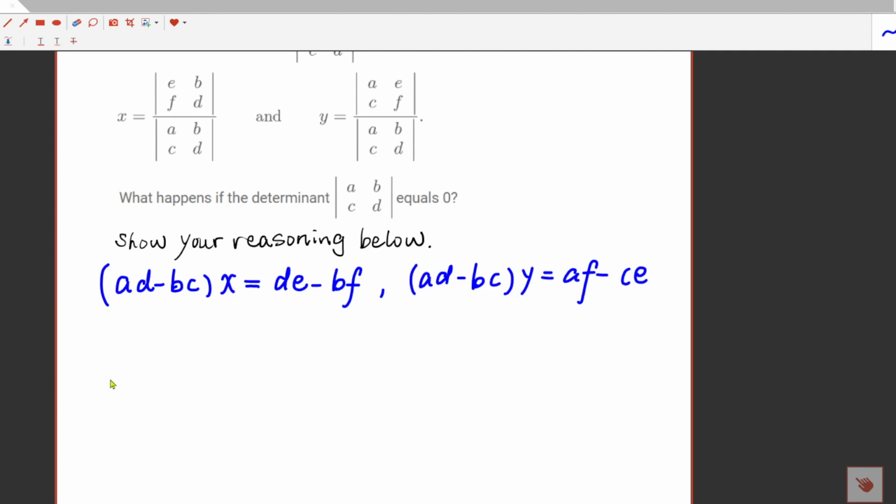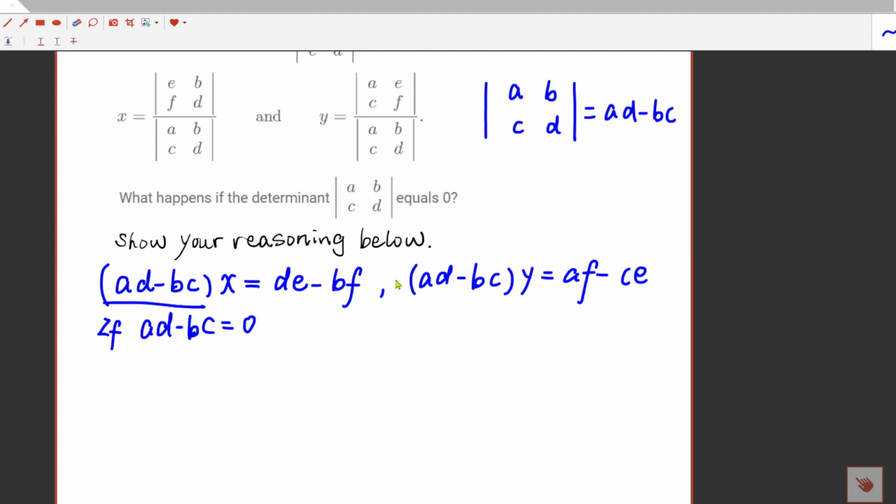So how about if ad minus bc, which in this case is the determinant, right? Because we know that determinant abcd equals ad minus bc. If this equals 0, then the left side of both equations is 0, right? So whether this system has a solution depends on the right side, right?